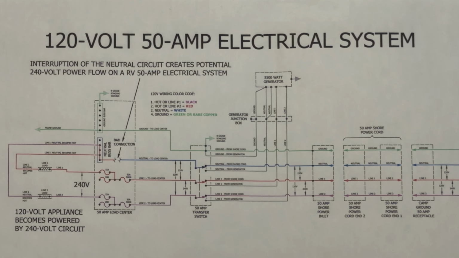Some of those appliances can handle 240 volts for a short period of time. Other ones will be damaged immediately. Other ones will be damaged to the point that down the road, a few weeks or months, they will quit functioning. But it all comes back to the fact that you've got this neutral connection that went bad.